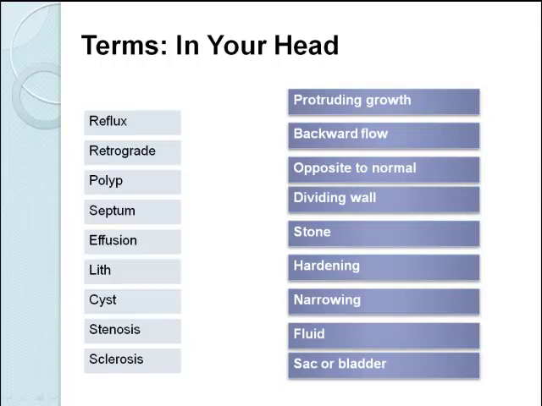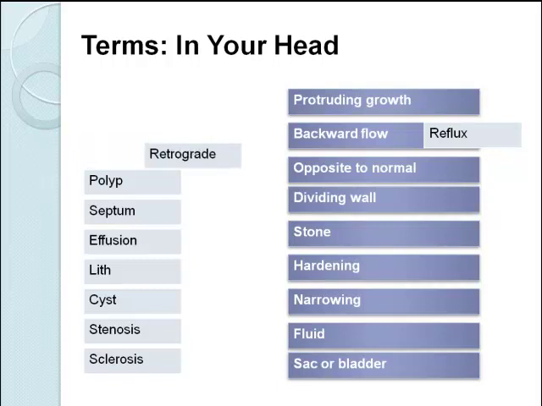Time for me to press my magic button, so let's look at the first one. Let's start with reflux. We had the example of reflux esophagitis, which would be a backward flow of acid up the esophagus. So reflux means a backward flow. Retrograde means opposite to normal. We had the big term ERCP, meaning endoscopic retrograde cholangiopancreatography, and we're squirting some dye against the normal flow of the bile in order to look at the biliary system.